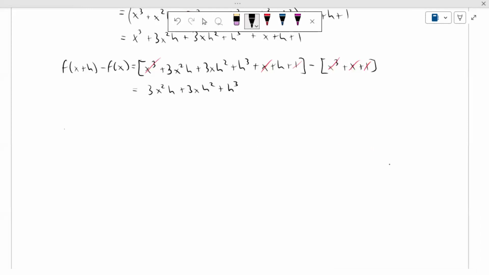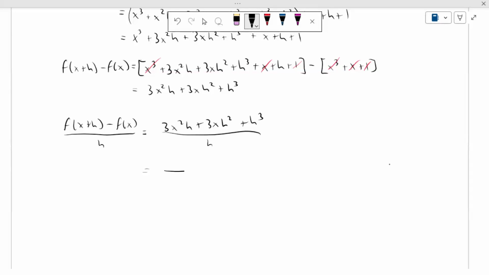So f of x plus h minus f of x divided by h. This will be my difference quotient now. That's just going to be 3x squared h plus 3x h squared plus h cubed divided by h, right? And we have to simplify this as much as possible.